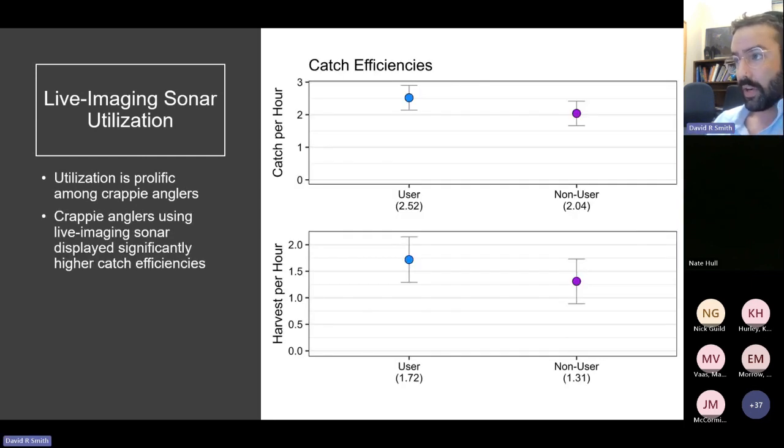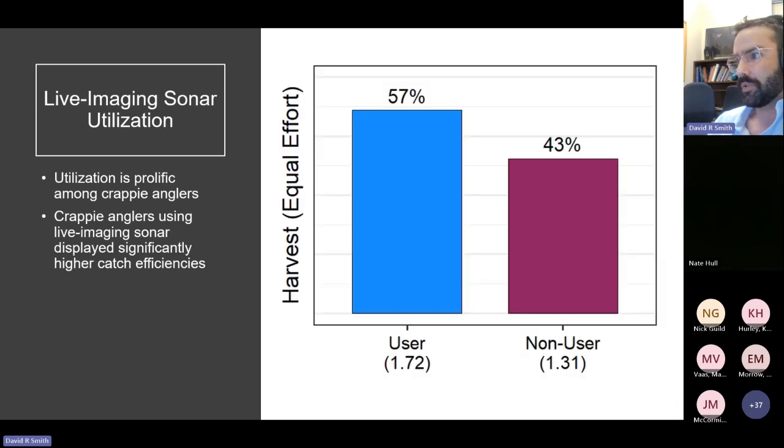We also wanted to look at what catch efficiencies looked like between the 2 groups. We compared catch per hour and harvest per hour, and we saw catch rates improved in efficiency by 24% when comparing users to non-users, but more importantly, when we think about effects ultimately on fishing mortality, we saw an even higher increase in harvest rate, with harvest efficiency increasing by 31% when comparing users and non-users.